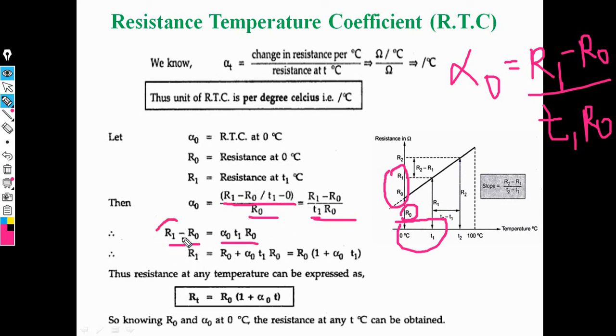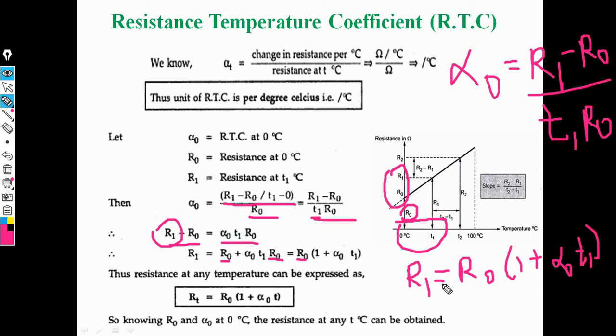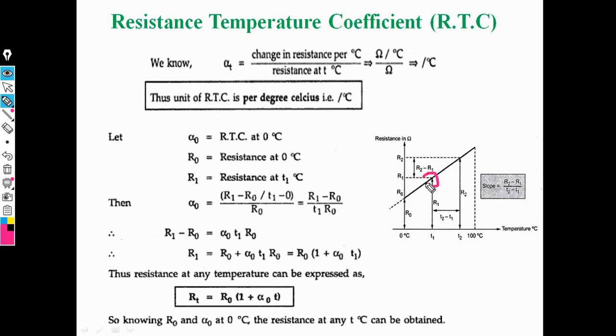Then rearrange the equation for R1: R1 is equal to R0 plus R0 alpha 0 T1. Here R0 is taken as common, so R1 is equal to R0 into bracket 1 plus alpha 0 into T. This is the important formula for resistance.